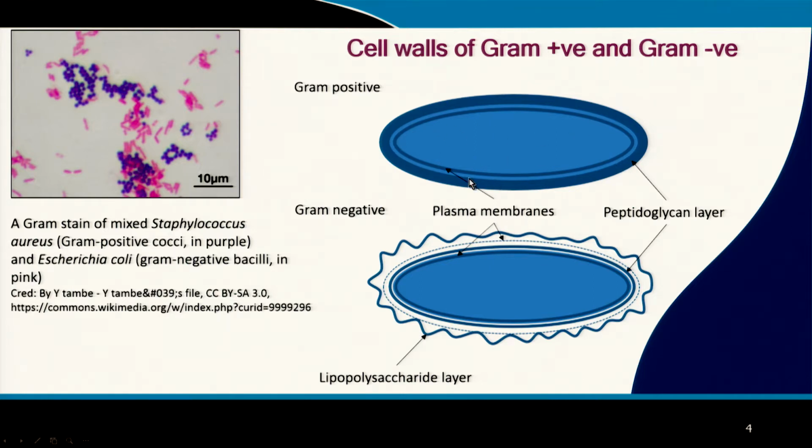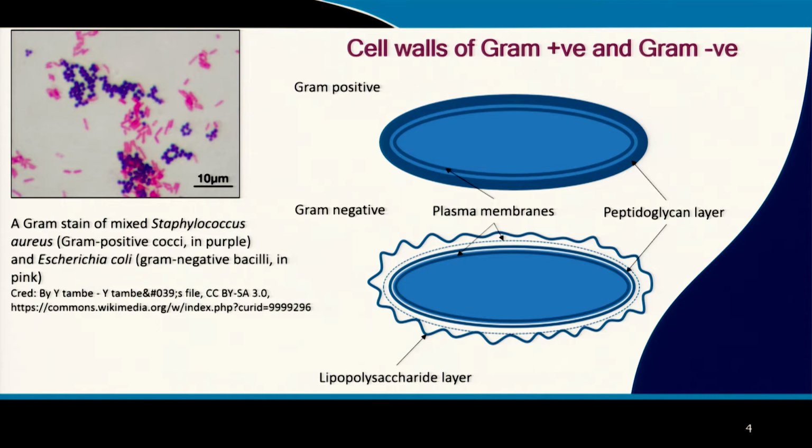The cell wall is very simple. There is a plasma membrane around the cytoplasm, which is followed by a peptidoglycan layer. This peptidoglycan layer is extremely thick in gram-positive cells. In gram-negative cells, you have a plasma membrane, and then you have three different layers around the plasma membrane.